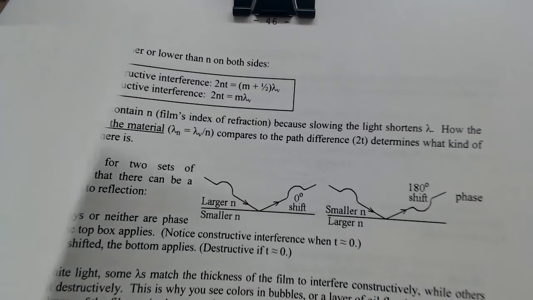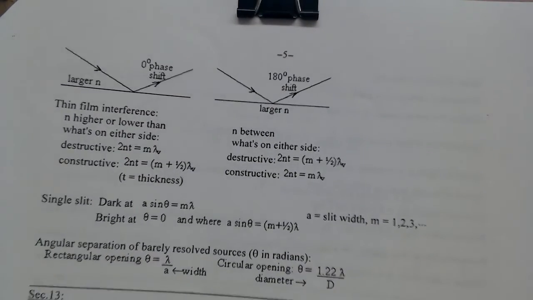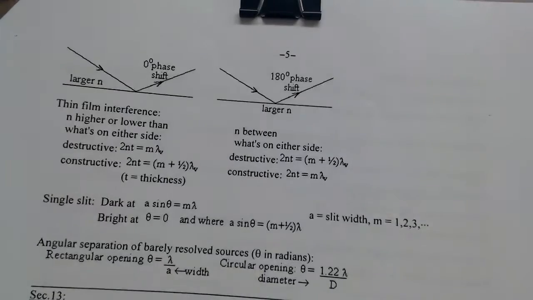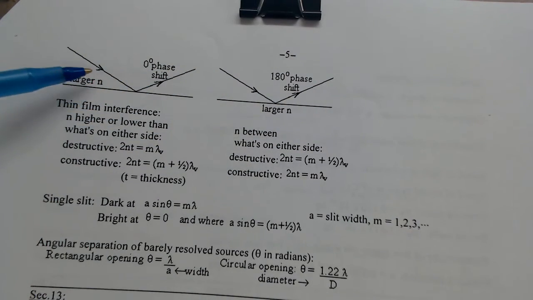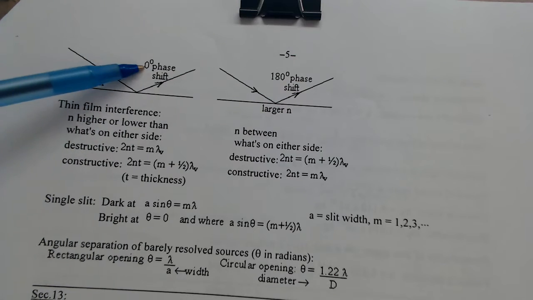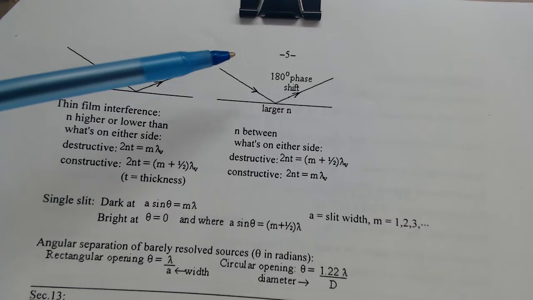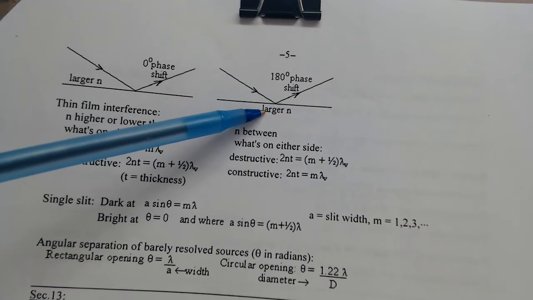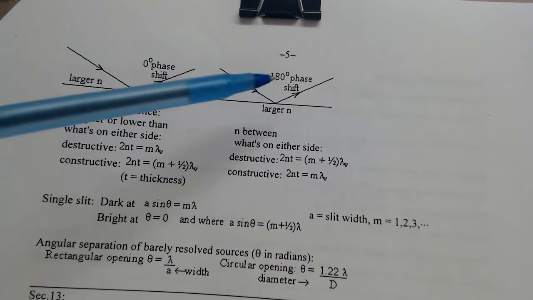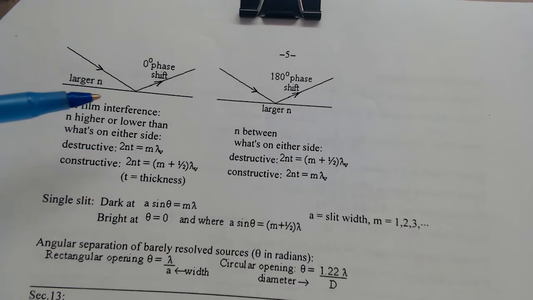Maybe I'll switch this over for a moment. This is the formula sheet that you get to look at when there's a test or something. And at the very top of the 5th page on the formula sheet, I put down that there's a 180-degree phase shift. That's just another way of saying the wave gets flipped upside down. It gets flipped when it bounces off of a larger index of refraction, such as light in air bouncing off glass. It does not if you have something like light in glass bouncing off of air.